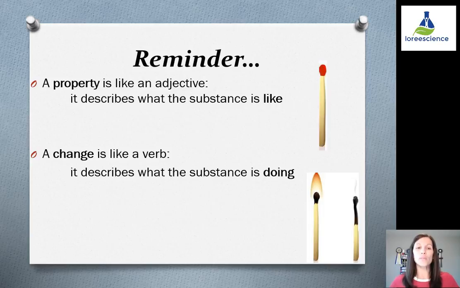So a quick reminder when we talk about properties and changes: a property is like an adjective. When we're talking about a physical property, it's describing what the substance is like. If we look at this match, it has a red tip, it's made out of wood, it is long and narrow, it is solid. Whereas a change is a verb. It's describing something that the substance or the element is doing. In this case, we could say the match is burning, it is on fire, it has changed color. So it's an active word.